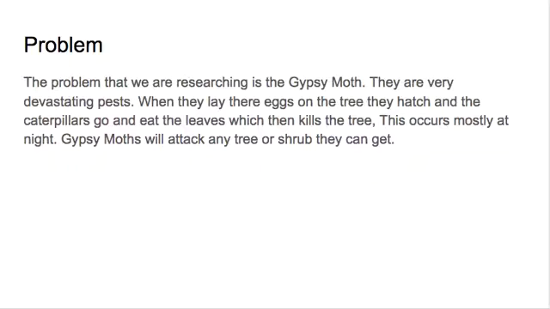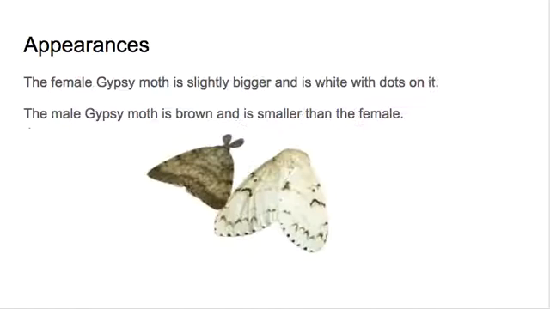Problem. The problem that we're researching is the gypsy moth. They are a very devastating pest which lay their eggs on the trees. When they hatch, the caterpillars go and eat the leaves, which then kills the trees. This occurs mostly at night. Gypsy moths will attack any tree or shrub they can get.